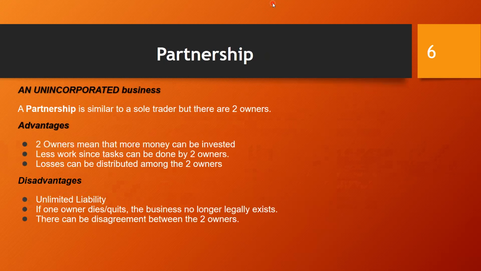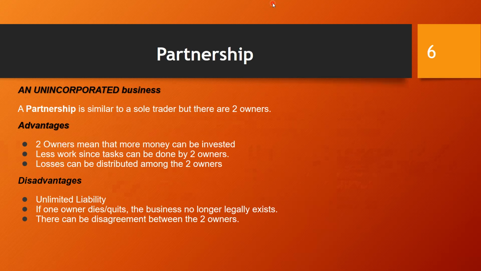Secondly, we have what we call a partnership. Partnership is also part of the unincorporated businesses. It means that it's a business which is owned and run by two or more people. All right, two or more people. So these people agree to join and own the business together, meaning they share their resources, they share their ideas, they share their skills, and they both contribute towards the capital of the business. That's how a partnership works.